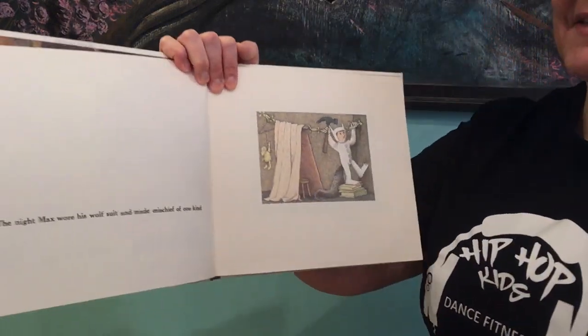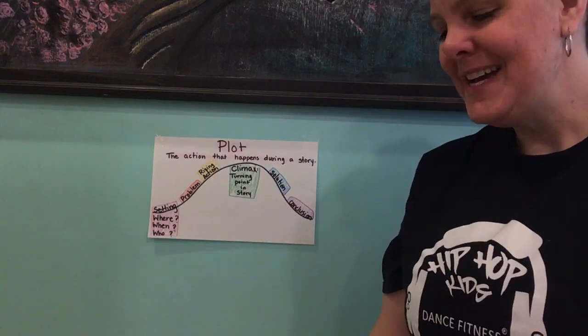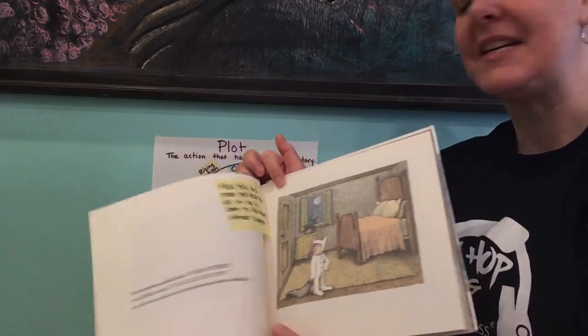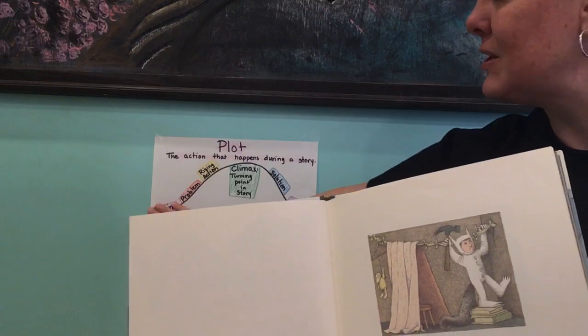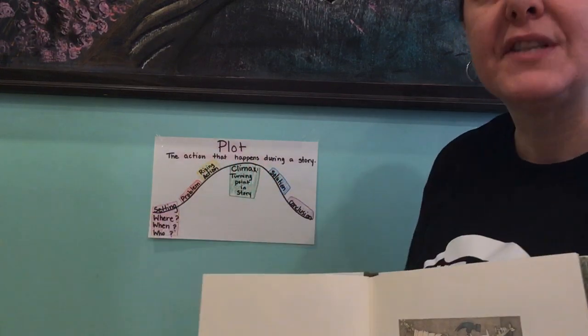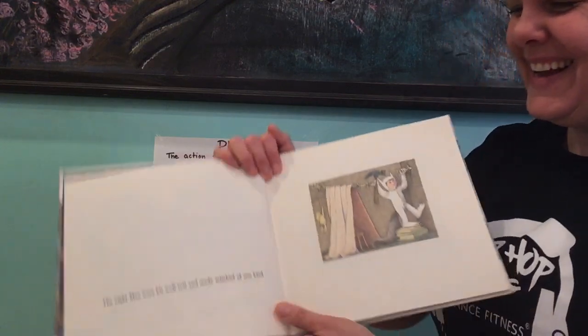I should probably tell you what our activity is today. In the story, you will see certain parts where I have a sticky note. We're going to identify the parts of this story, and we're going to put a sticky note over each part to show the different parts of what's happening in our story. Okay, sorry I didn't say that.